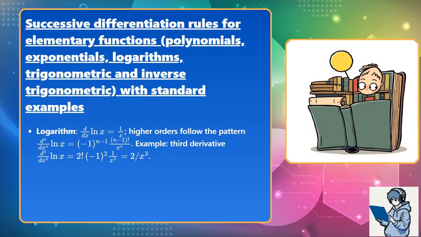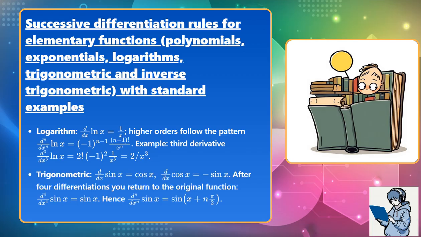d over dx of ln x equals 1 over x. Higher orders follow the pattern d to the n over dx to the n of ln x equals (minus 1) to the n minus 1 times (n minus 1) factorial over x to the n. Example: the third derivative d cubed over dx cubed of ln x equals 2 factorial times (minus 1) squared over x cubed, which equals 2 over x cubed.